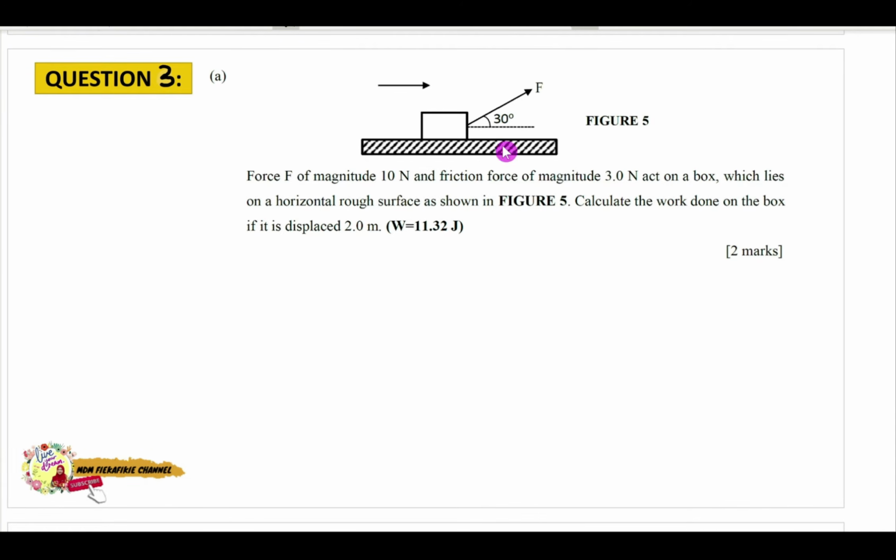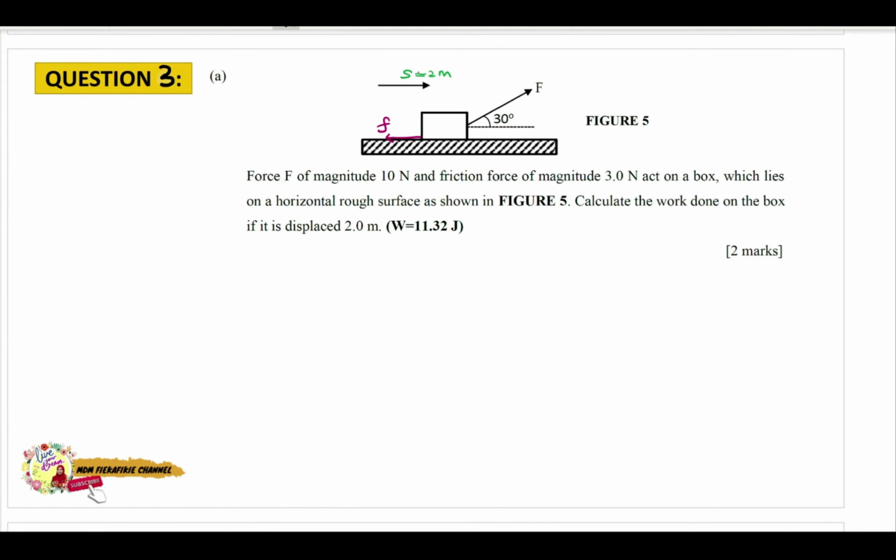Alright, so let's read the question. Force F of magnitude 10 Newton, and the friction force of magnitude 3 Newton. So means that if the object is moving to the right, the frictional force must be opposite direction. So the question is calculate the work done on the box if it is displaced 2 meter. So means that S is equal to 2 meter.